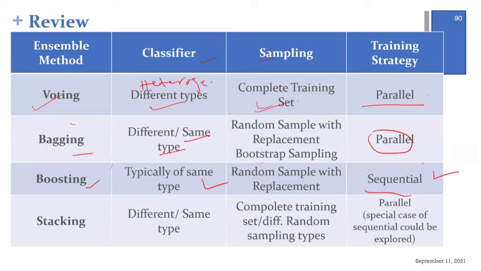You can try out several options. Now, so stacking can have different same type, complete training, or different random sampling. And also, now, for the base learner training strategy, it is parallel. As you know, you can do it in parallel. Special cases of sequential could be explored.